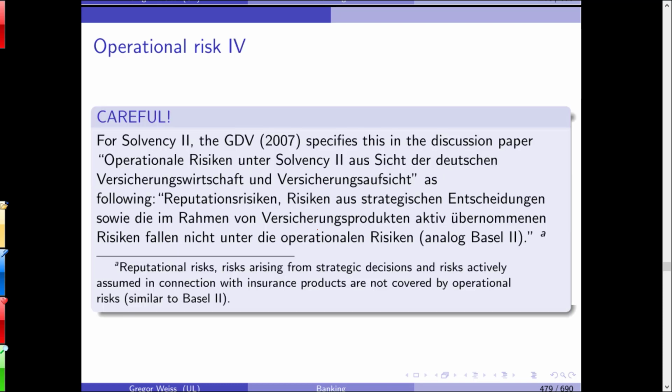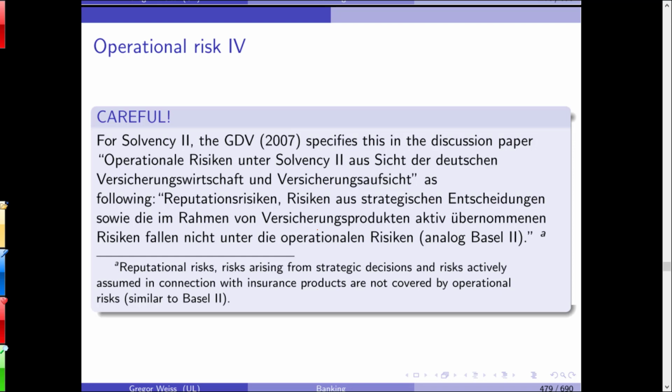Careful. Now, for Solvency II, the almost equivalent regulation in insurance, and insurance lags 10 years behind banking here. Solvency II specifies this in the discussion paper Operationale Risiken unter Solvency II aus Sicht der deutschen Versicherungswirtschaft und Versicherungsaufsicht as follows. Reputational risk arising from strategic decisions and risks actively assumed in connection with insurance products are not covered by operational risk.